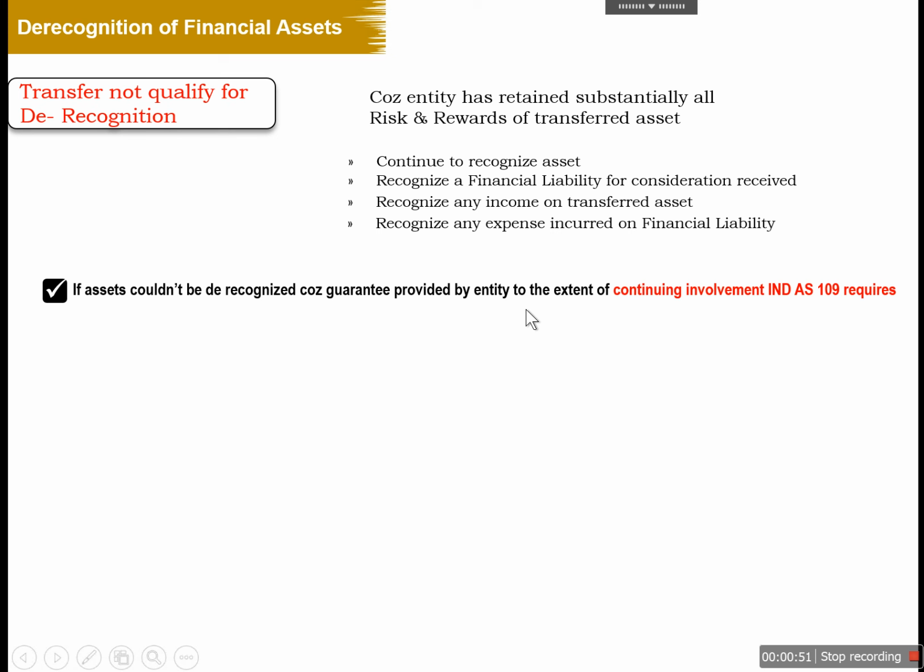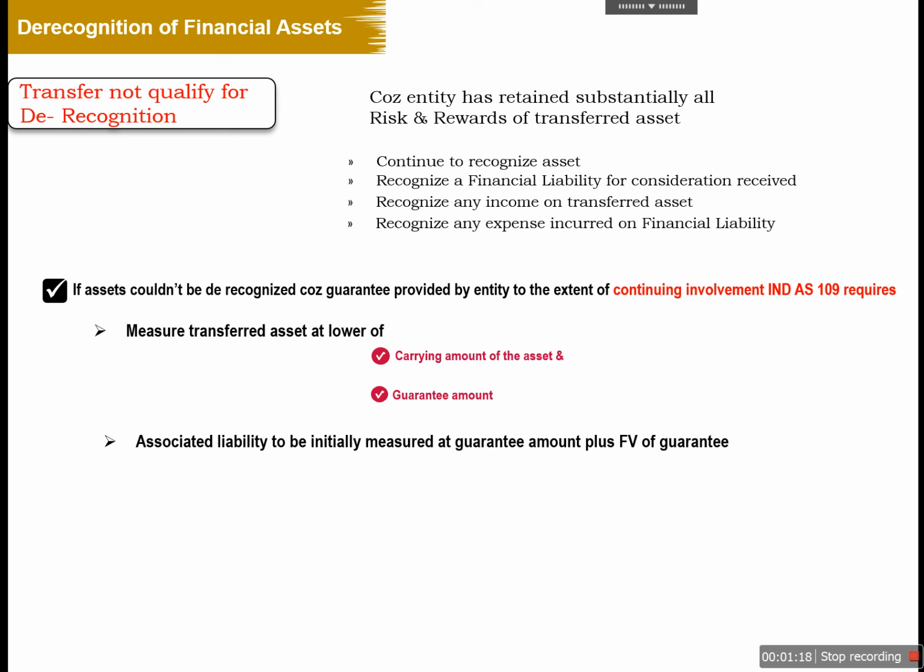in this case of continued involvement, IFRS 9 requires that the entity needs to measure the transferred asset at the lower of the carrying amount of the asset and the maximum amount of the consideration received in the transfer that the entity could be required to repay. It means the guarantee amount. So the asset will be measured at the lower of the carrying amount of the asset or the guarantee amount.